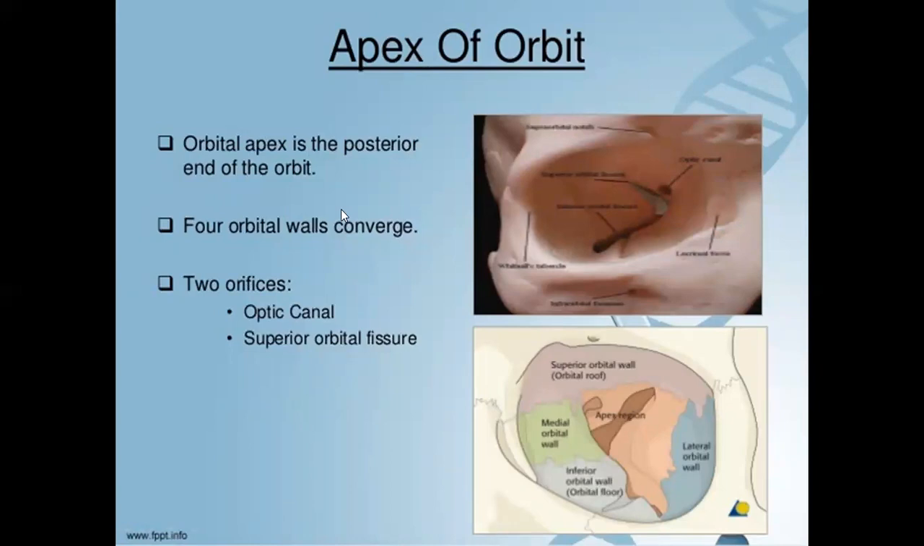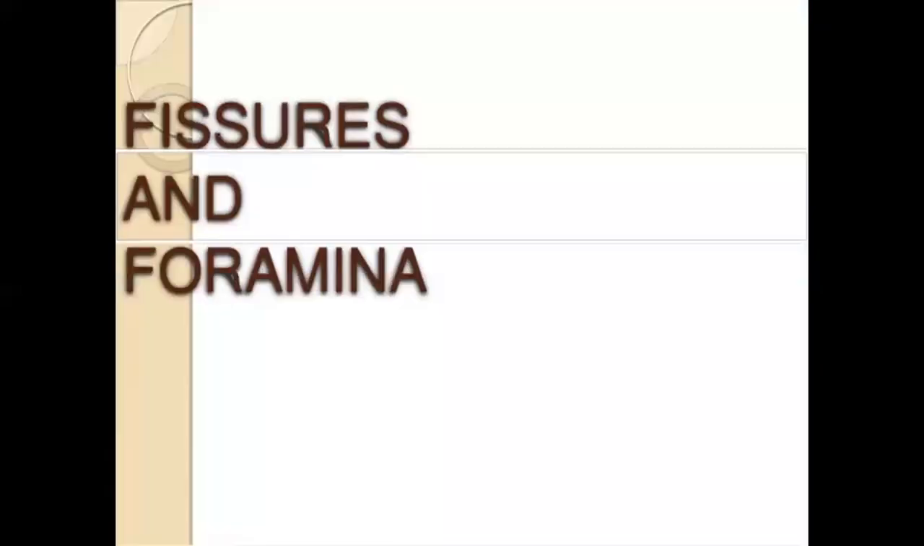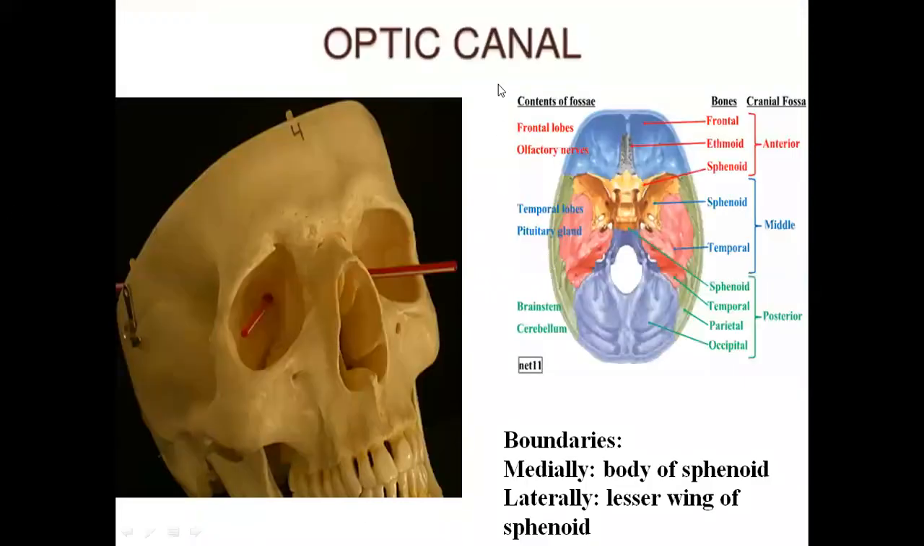Now next we will move to the fissures and foramens present in the orbital cavity. The first and foremost foramen is the optic canal. This optic canal is situated at the posterior-most part of the roof of the orbital cavity, and through this optic canal the orbital cavity communicates with the middle cranial fossa. See, this is the optic canal, this is the middle cranial fossa. The orbital cavity communicates with the middle cranial fossa through this optic canal.